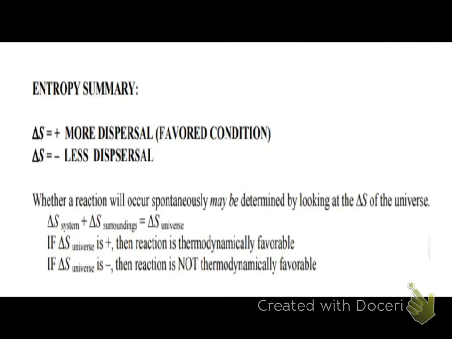All right, so entropy summary, we already said that. Positive means more dispersal or more disorder, however you want to look at that. And delta S is less if it's negative, okay? Whether a reaction will occur spontaneously, or is thermodynamically favored, may be determined by looking at delta S of the universe. So here is this little thing you need to remember. The system plus the surroundings equals the universe. If delta S of the universe is positive, then the reaction is thermodynamically favored. And if it is negative, then it is not thermodynamically favored.